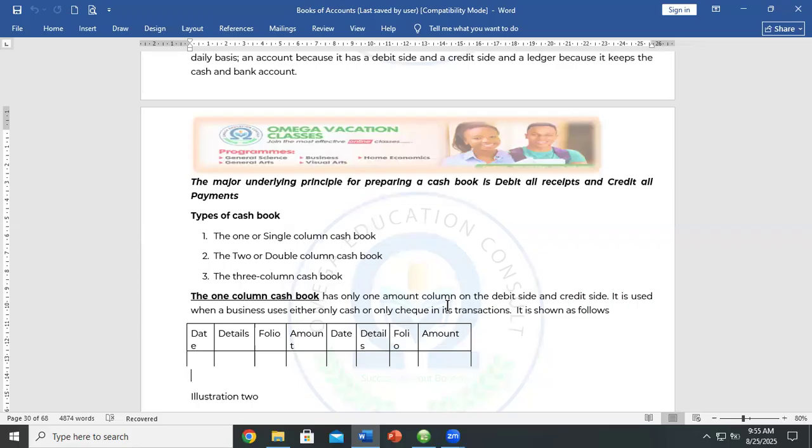There are also some businesses that don't accept cash. All their transactions are in check. A typical example has to do with the loan companies. Most of the loan companies, you receive the loan in check, which is paid into your account. And when you are repaying the loan, you also pay using a check. Probably you write a check into your account, right?